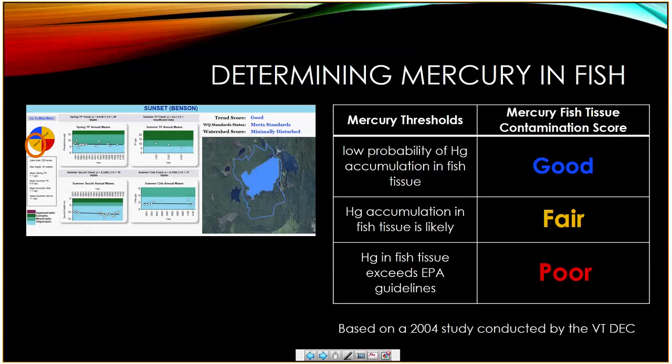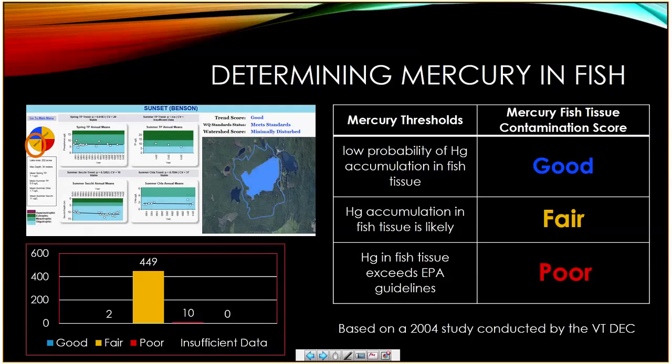And just to give you an idea, mercury is one of the widest spread stressors for our Vermont lakes. This graph shows lakes that are greater than 10 acres, and you see that we do have 2 lakes where mercury is considered to be a low probability of accumulating in the fish tissue. And interestingly enough, the more phytoplankton you have in your lake, the less likely that mercury is going to work its way up through the food chain. So these 2 lakes represent some of our most eutrophic lakes.